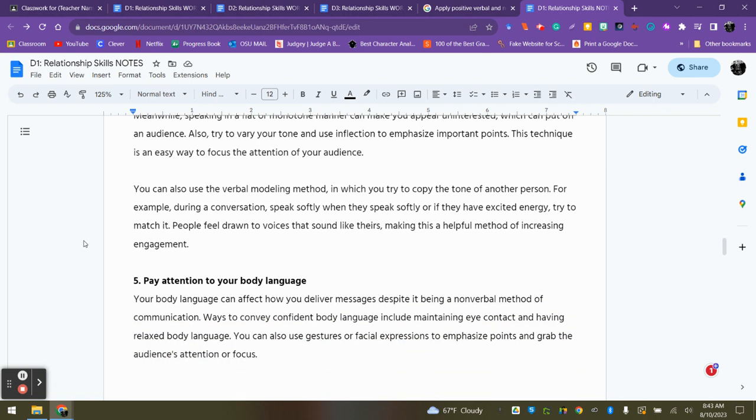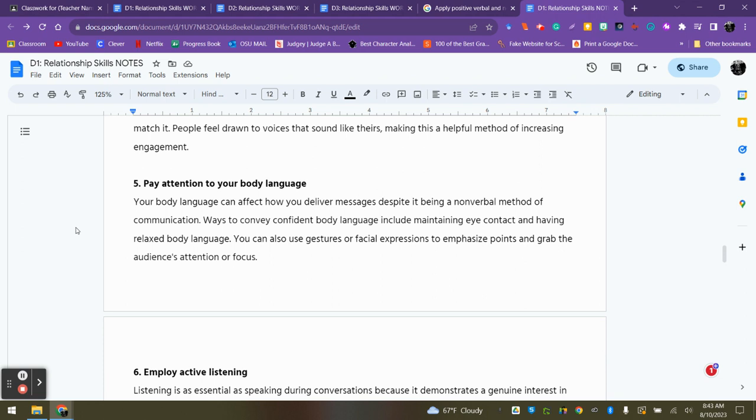You can use the verbal modeling method, in which you try to copy the tone of another person. For example, during a conversation, speak softly when they speak softly, or if they have excited energy, try to match it. People feel drawn to voices that sound like theirs, making this a helpful method of increasing engagement.